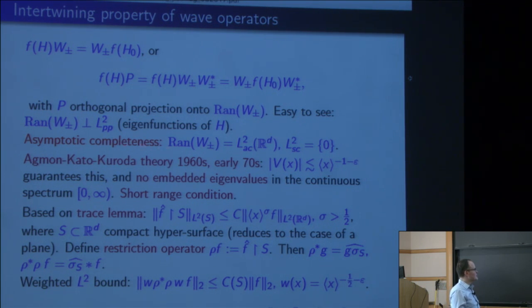All right, so this famous asymptotic completeness problem, if you want, is that the ranges are everything important and that there is no singular continuous component. And in the 60s and 70s, it was proven that under this classical short range condition, you have this asymptotic completeness. And when you do long range, then you have modified wave operators, something that will not appear in this talk.